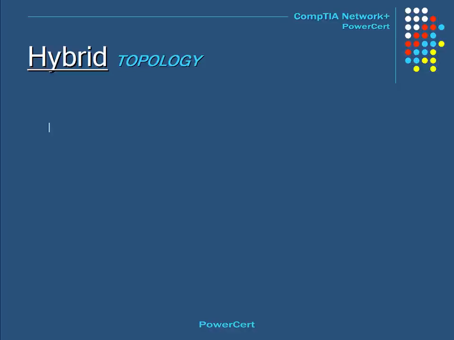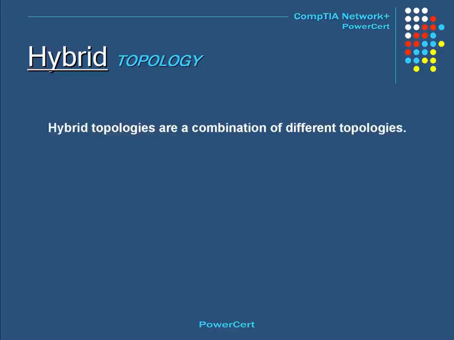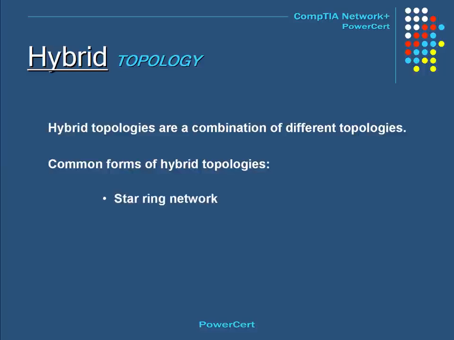Topologies can also be combined with other topologies if needed, and these are known as hybrid topologies. Hybrid topologies can offer the best of both worlds. In fact, a lot of businesses use some form of a hybrid topology to suit their growing needs. The most common forms of hybrid topologies are the star ring network and the star bus network.